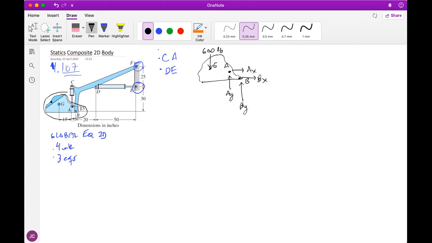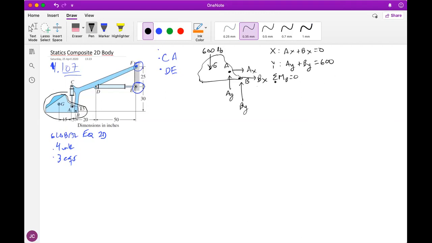So first, for this composite body, I'm using this individual part. I don't know how to call this body, GAP or whatever you want to call it. So far, what you will see here is that in X, AX going to the right plus BX going to the right equals 0, and then in Y, I will have AY plus BY equals 600. Hopefully you see why. And a moment regarding B, so let's just do it regarding B to see what will happen.